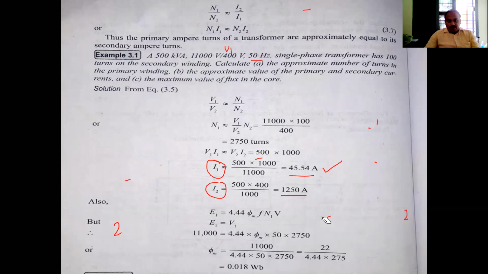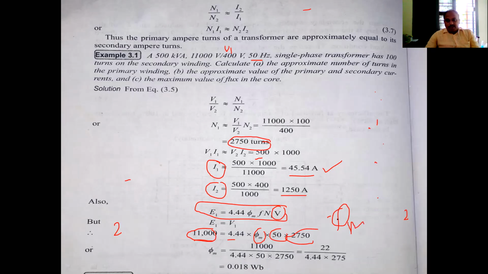So this is the EMF equation of the transformer. From this EMF equation, E equals 4.44 times flux times frequency times number of turns, in volts. From this we calculate the maximum value of flux, phi m. So phi m equals V1 divided by 4.44 times frequency 50 Hz times the number of turns on the primary, 2750. You substitute all the parameters in this equation and we get the flux value.